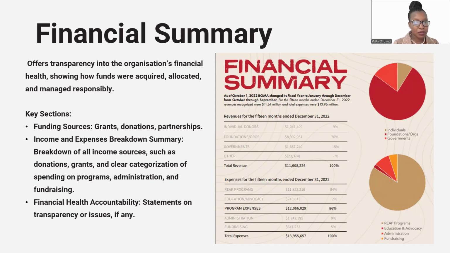So all your income sources need to be outlined very clearly, and also all your expenditure needs to be outlined clearly. And then overall, the financial summary gives the financial health and accountability of your organization.